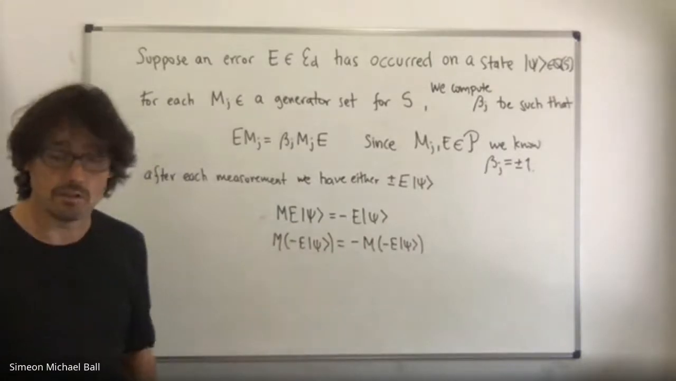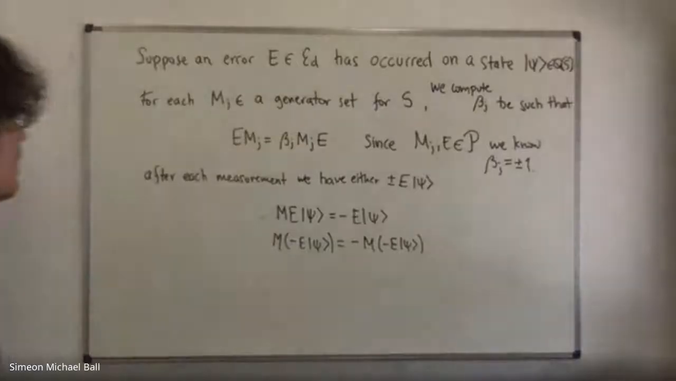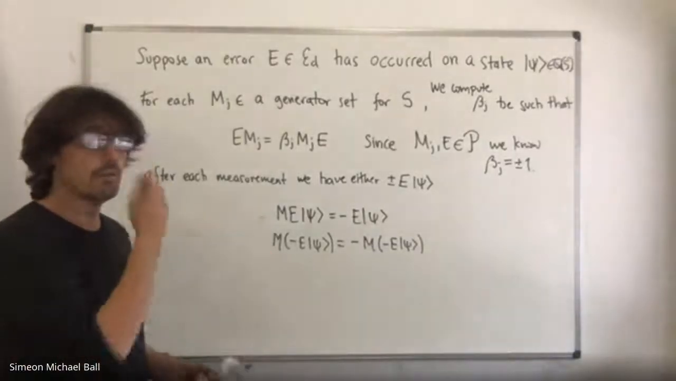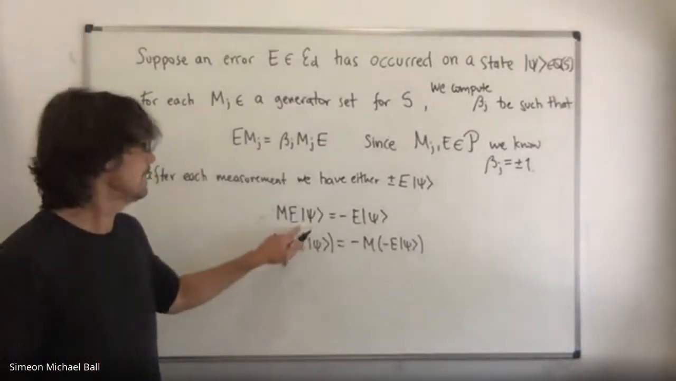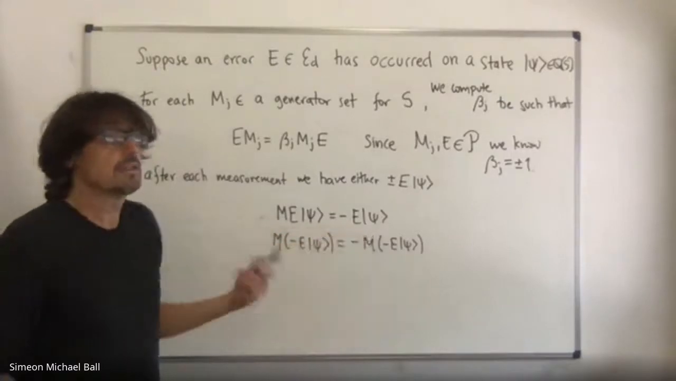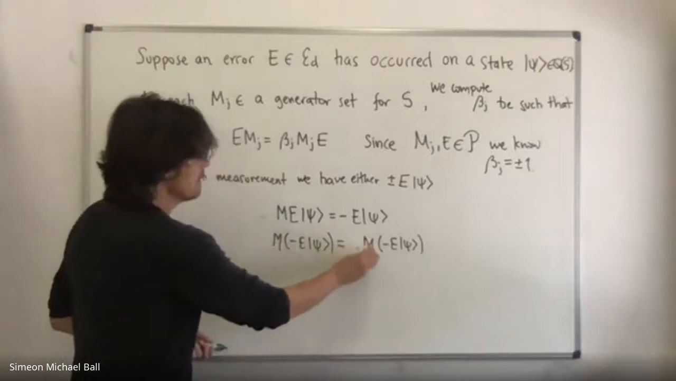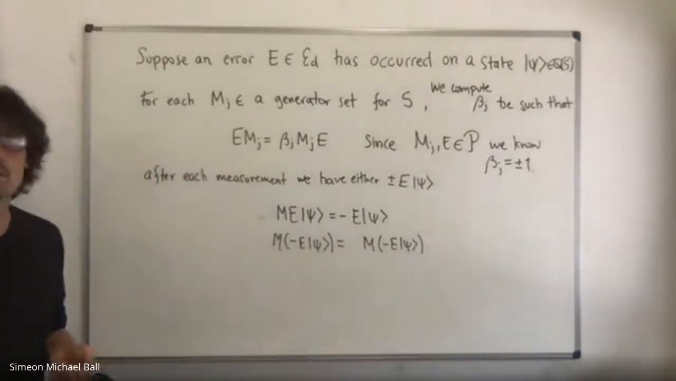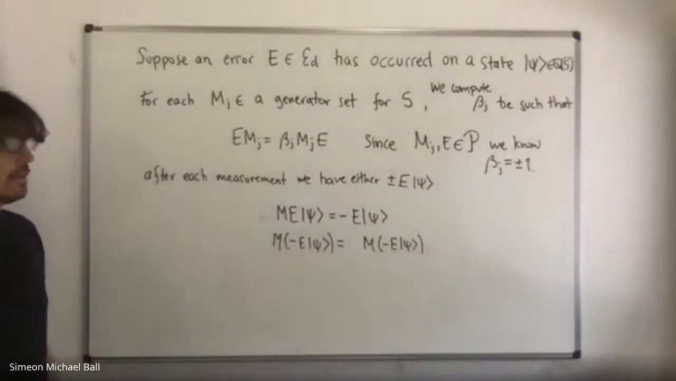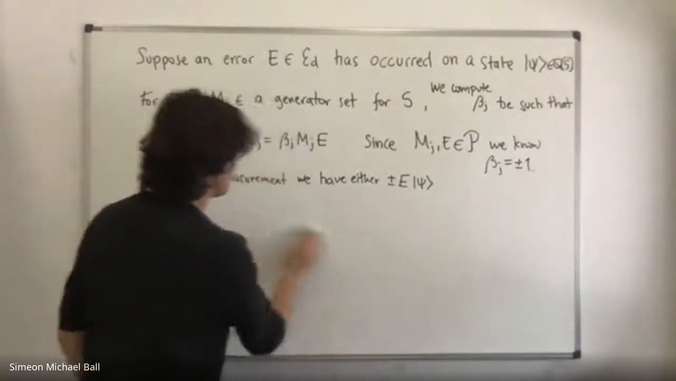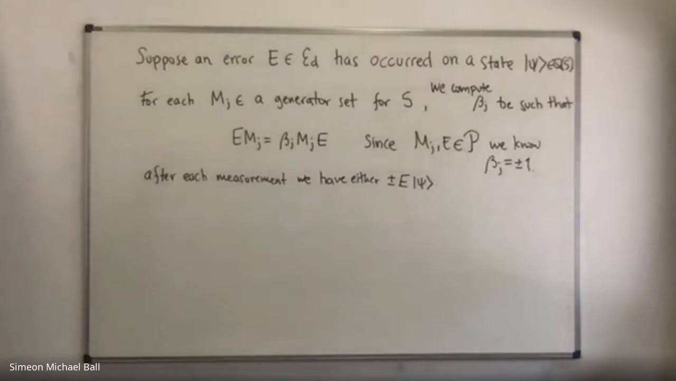Okay, so everything's up to date. It doesn't matter that after the measurement you may well have flipped your error state from E psi to minus E psi. If it commutes, then it will just take this to this, and you won't notice that it was actually minus E psi, not E psi. So after each measurement, we can continually measure one at a time and get out our betas.